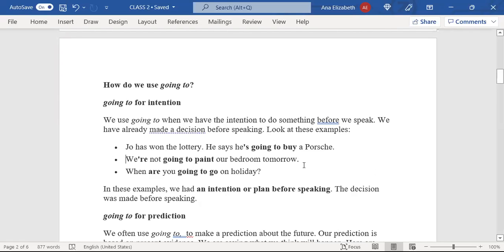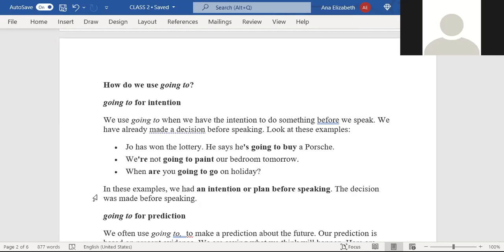Dina, number two. We're not going to paint our bedroom tomorrow.